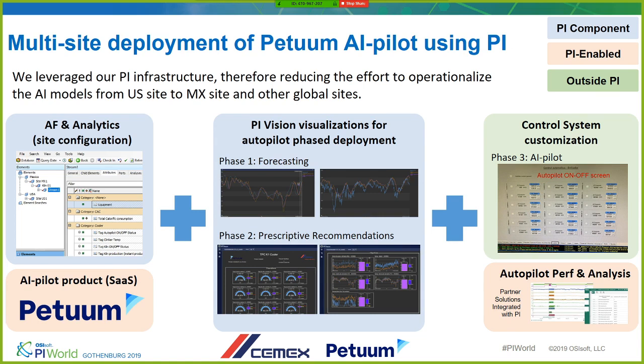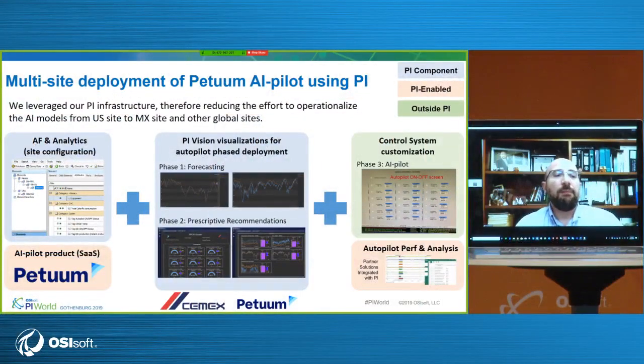And then we also do some additional tweaking in the control system. This is outside of Pi, obviously, but it's the work that the plant needs to do to adapt its control system to accept all the signals from Petuum via Pi. And we also follow up on the performance using additional tools, also Pi based, to see if the models are performing, what's the economic benefit we are getting from the system, and so on. Next slide, please.